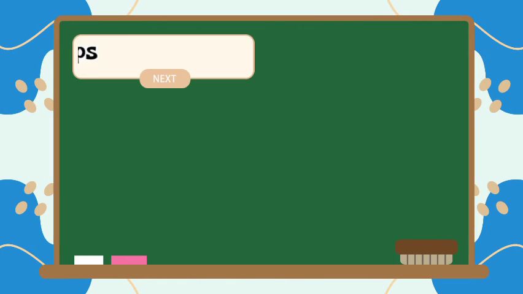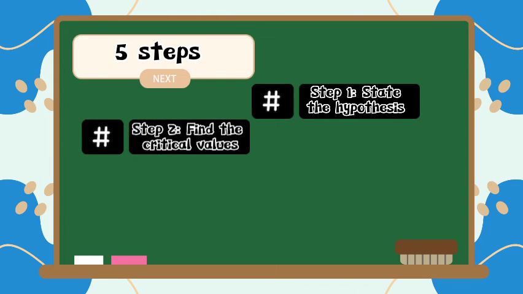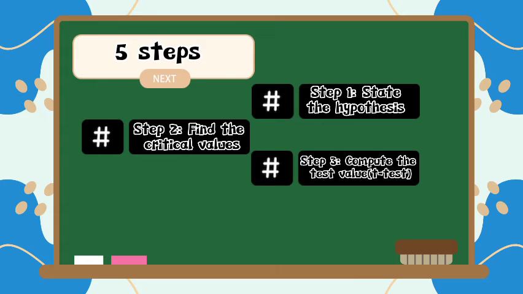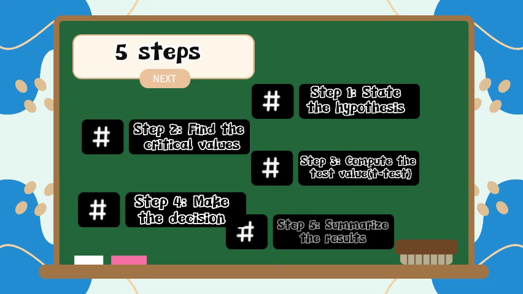There are 5 steps. Step 1. State the hypothesis. Step 2. Find the critical values. Step 3. Compute the test value. Step 4. Make the decision. Step 5. Summarize the results.